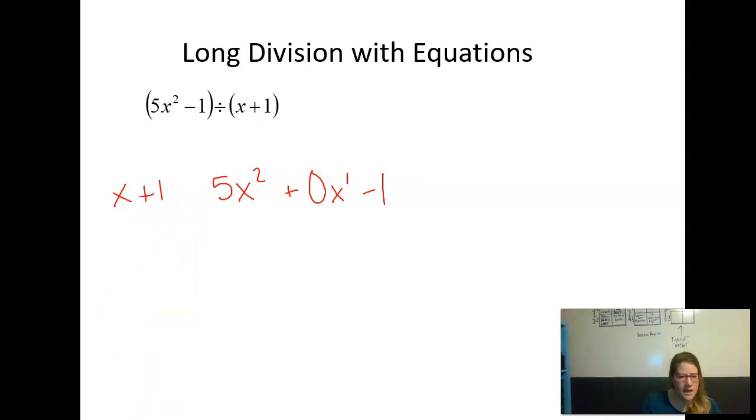Okay, so the next thing we need to do is look at just the first term.